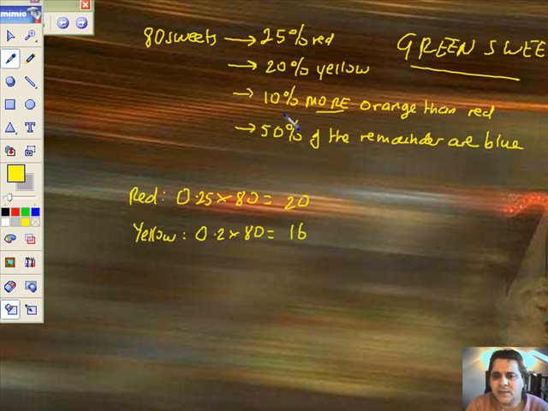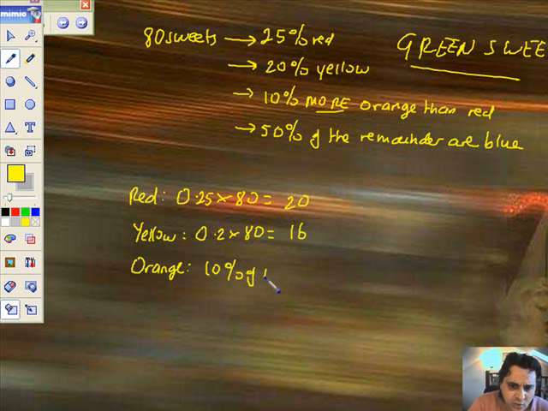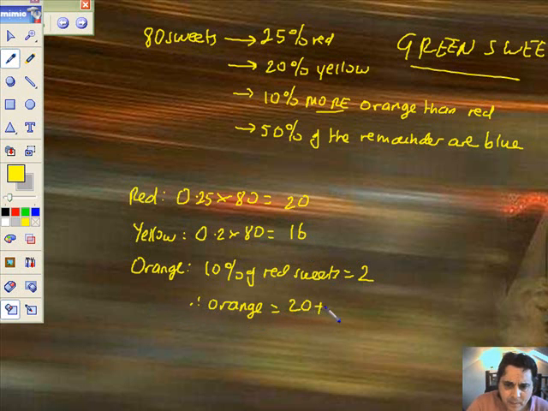Now 10% are more orange than red. That means I've got more oranges than red by 10%. Well, how many reds have I got? Alright, so let's do oranges now. 10% of red sweets equals, well, 10% of 20. Therefore that's 2. So therefore I've got orange sweets, I've got 20 plus the extra 2 makes 22. Alright, so the remaining 50% are blue. Right, 50% of the leftovers are blue.